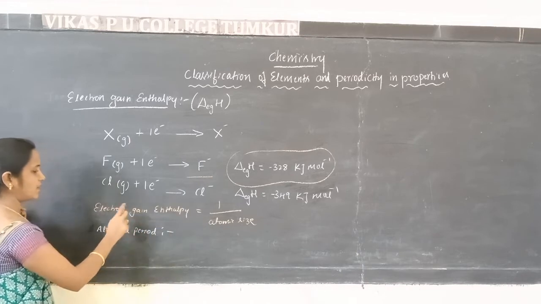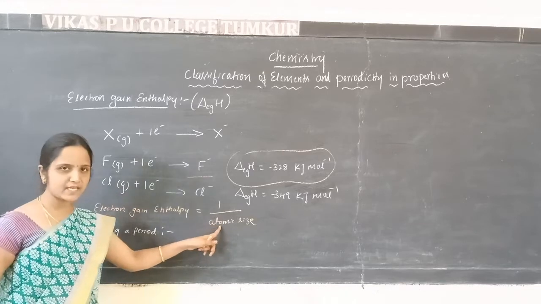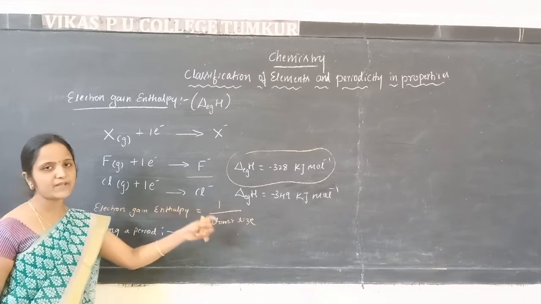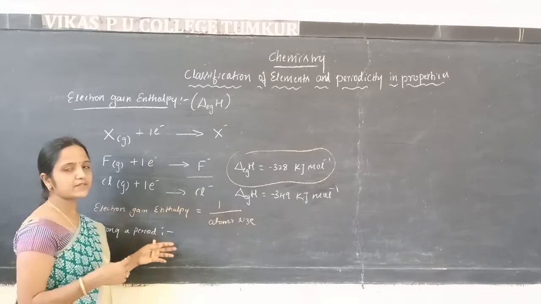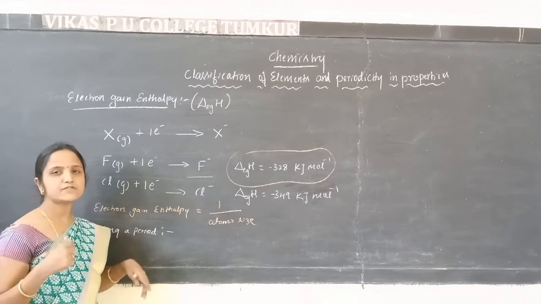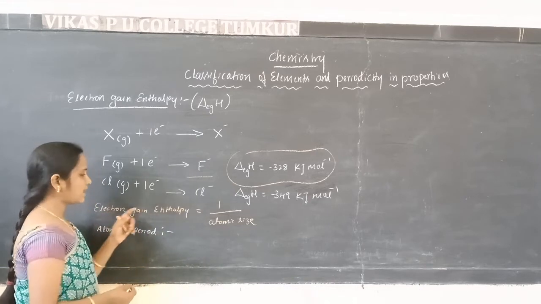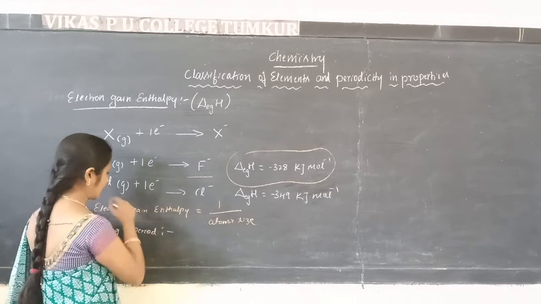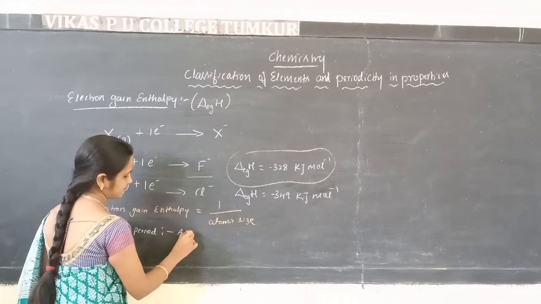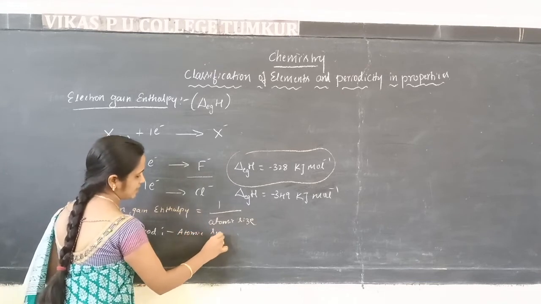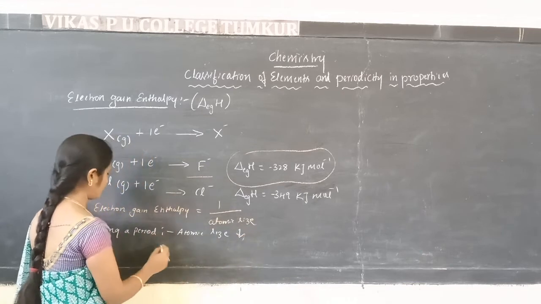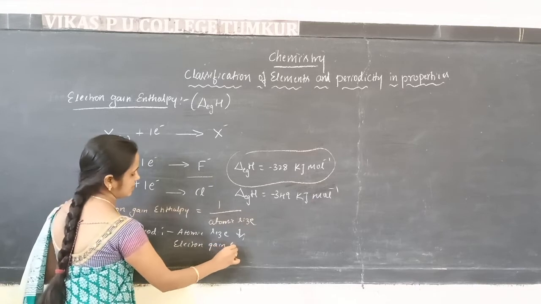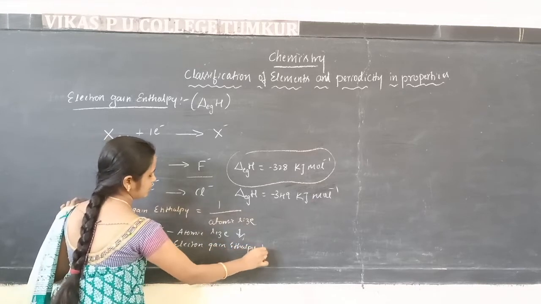If you take along a period, the atomic size decreases, so the electron gain enthalpy increases. It is vice versa, this electron gain enthalpy and atomic size. The atomic size along a period decreases. Therefore, the electron gain enthalpy increases.